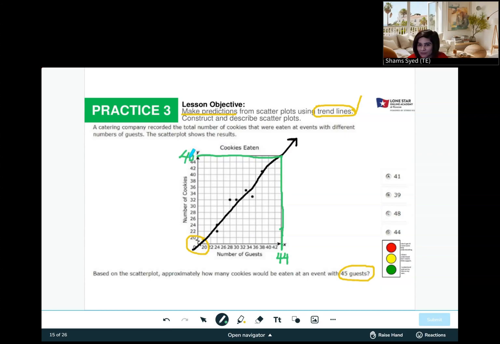So if we want to make a prediction for 45 guests, will 45 guests eat 41 cookies? Is that going to be enough? Or will 39 cookies be enough? Or 44 cookies? Or 48 cookies? Hope, what do you think? Make sure your guests are not going to go back hungry. You want to have enough cookies for them.